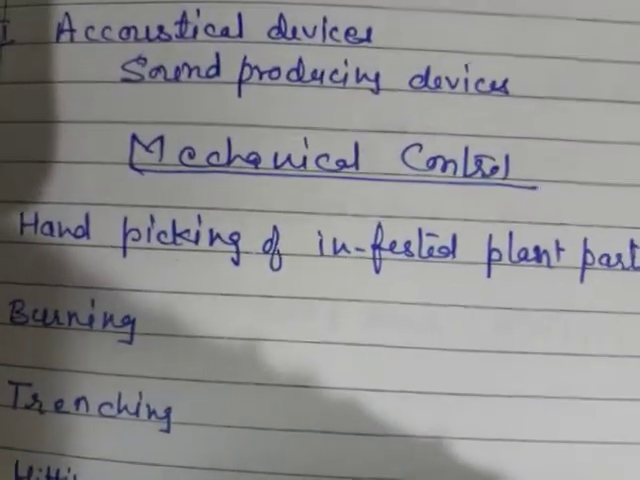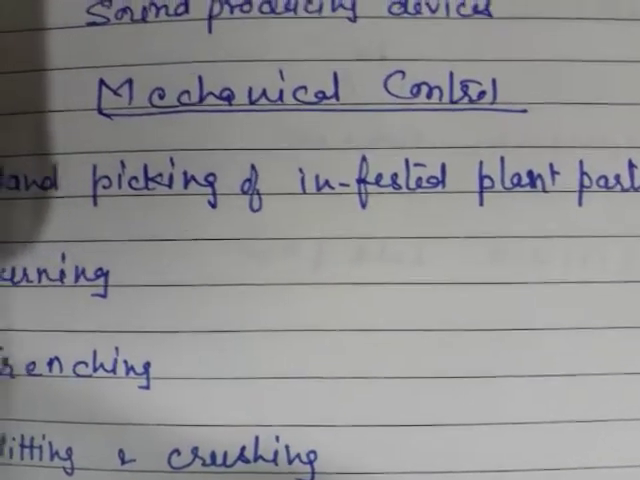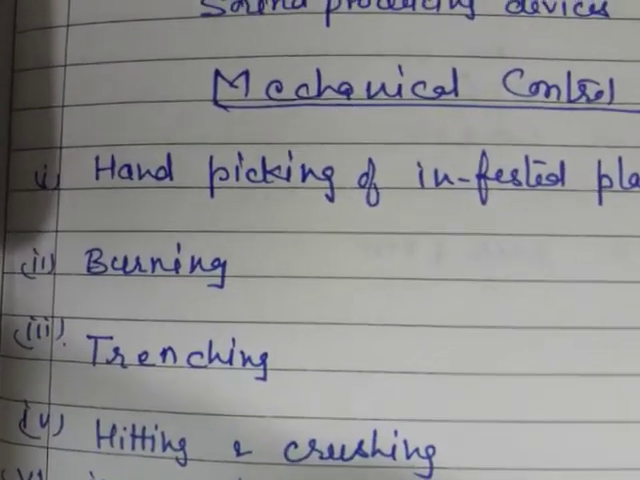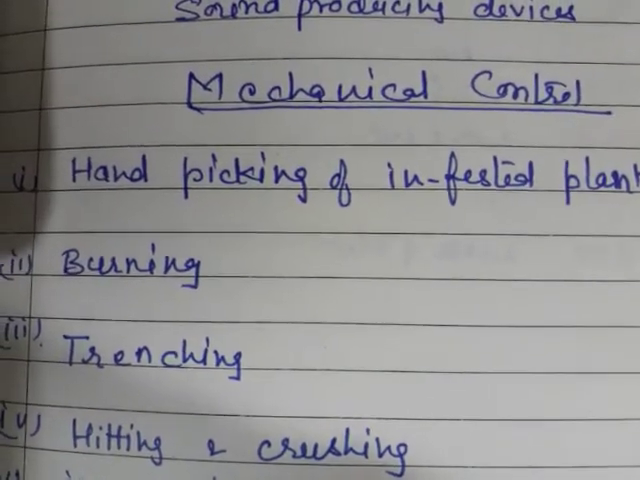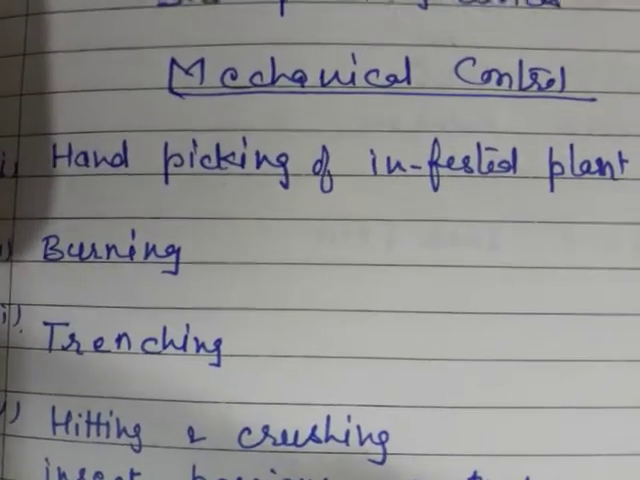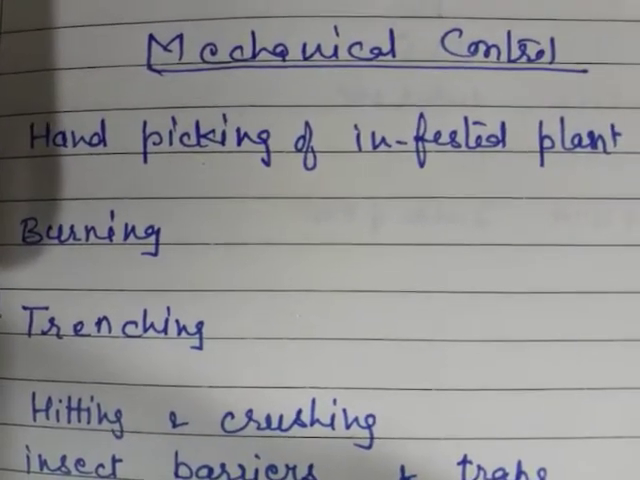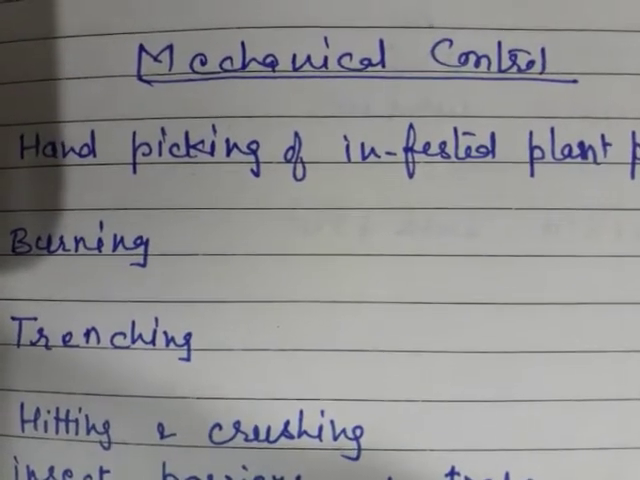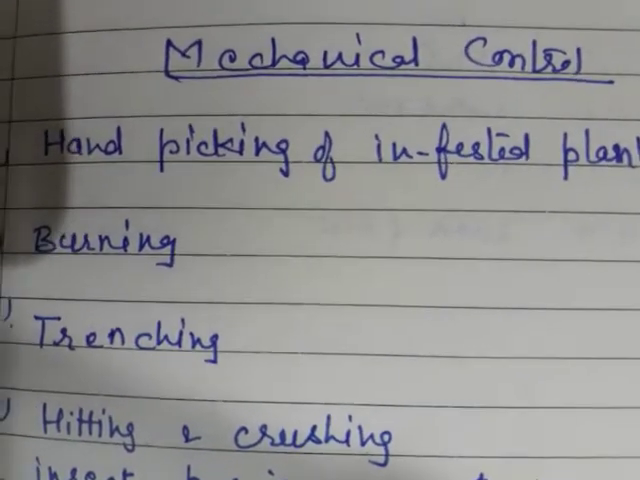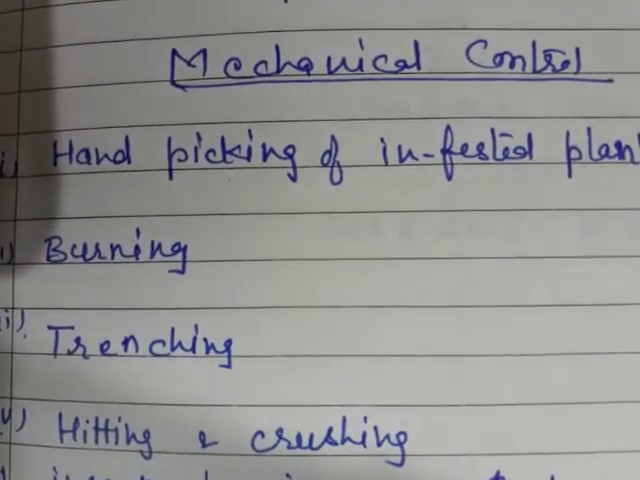Burning. Adults and hoppers of locusts gathered on bushes or trees are killed using flame. The burning of crop stubbles such as rice and sugarcane is highly effective against the root and stem borers.